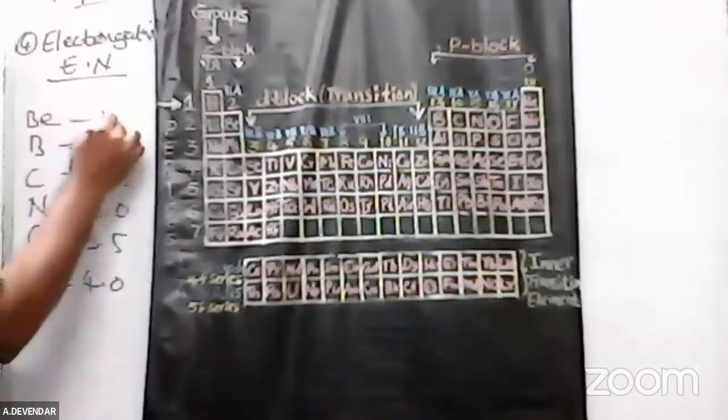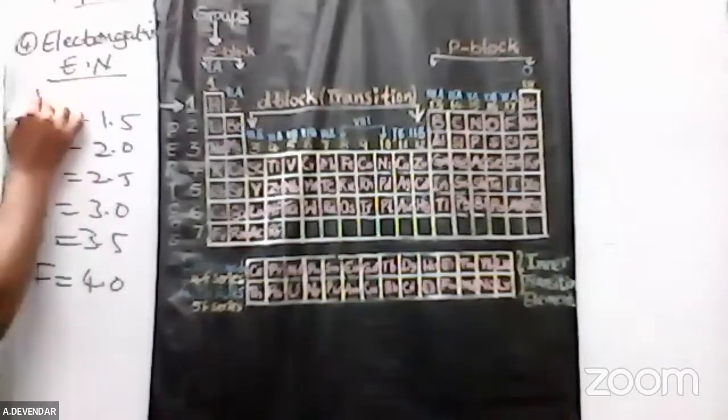Next, oxygen has electronegativity 3.5. Nitrogen is 3. Carbon is 2.5. Boron is 2. Beryllium is 1.5. Lithium is 1.